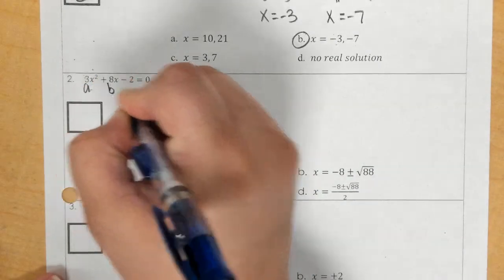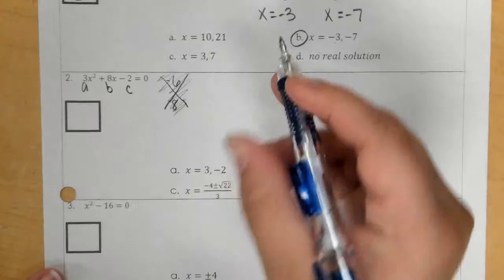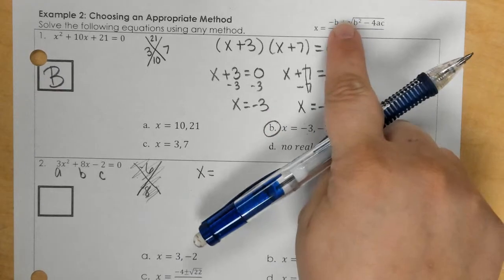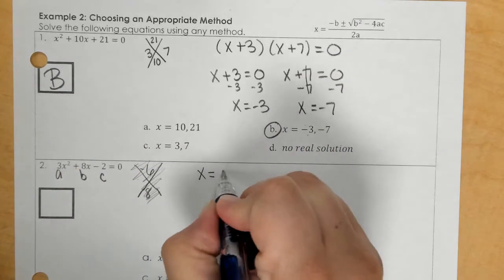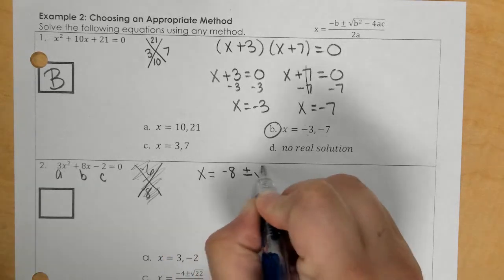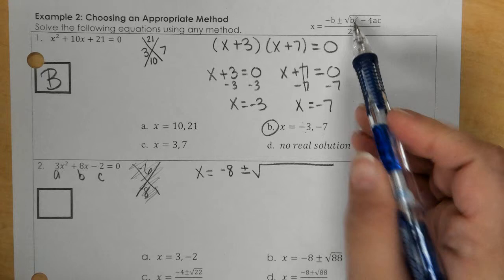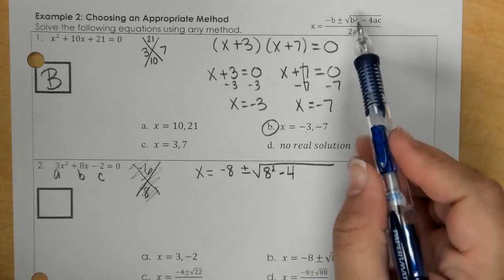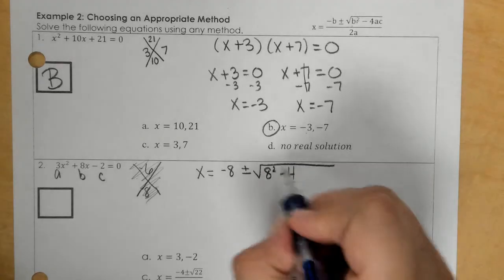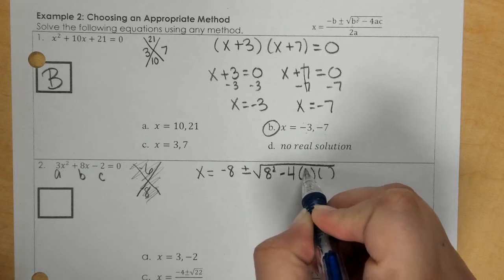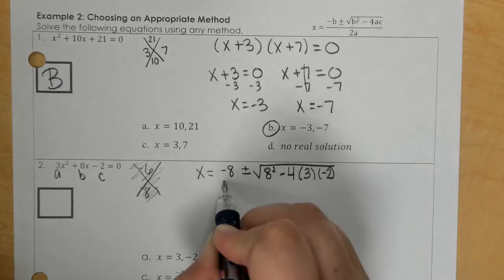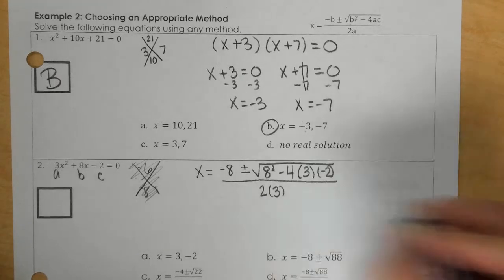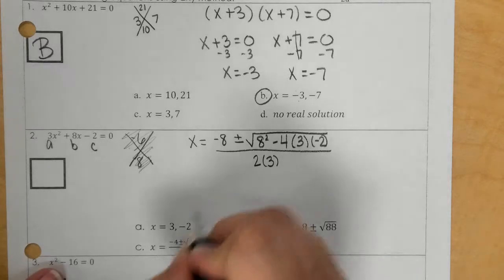So I have A, B, C. And right here, the formula is right there for you. So negative B, so negative 8, plus or minus B squared, so 8 squared, minus 4 times A times C. So times 3 and then times negative 2. All over 2 times A, and A again is 3. Okay, then we simplify.